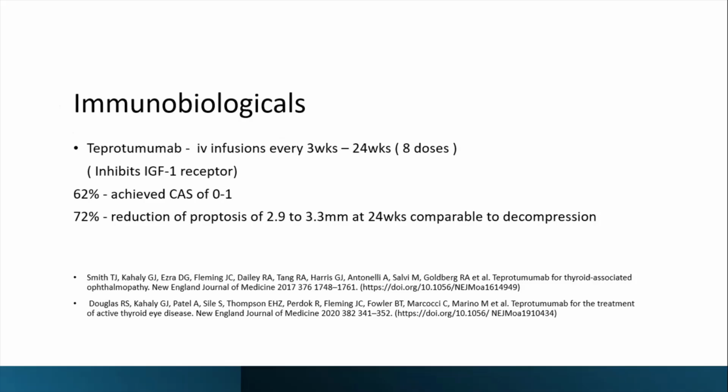Another immunobiological is teprotumumab, which Madam has also mentioned. It is the first drug approved by the US FDA, and it is available there, but not in our India. It's given as an IV infusion every 3 weeks, and it inhibits the insulin-like growth factor 1 receptor. Studies report that 62% of them achieve a clinical activity score of 0 to 1. It is the only drug which causes reduction of proptosis comparable to surgical decompression, more than 2.9 to 3.3 millimeters at 24 weeks assessment.